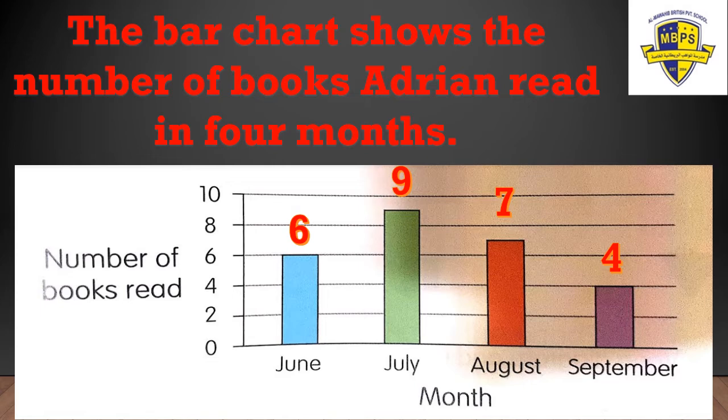Now, let's go to the next month, August, which is in red. Keep your finger and tell me how many books he read in the month of August. If you see, the red bar is in between number 6 and number 8. So, which number comes in between 6 and 8? Very good. 7. So, he read 7 books in the month of August.